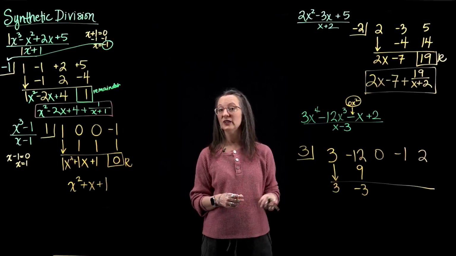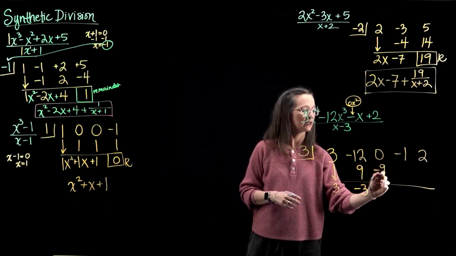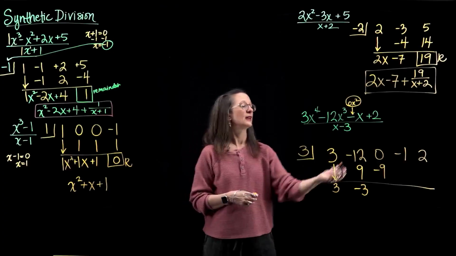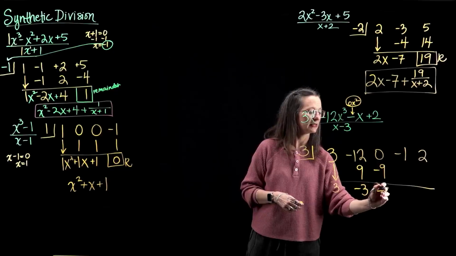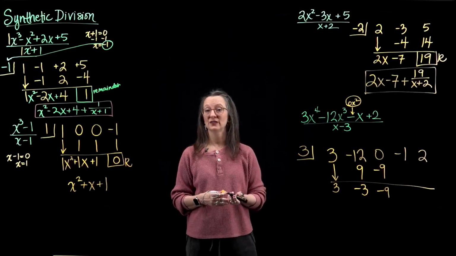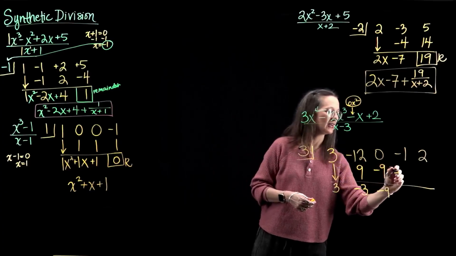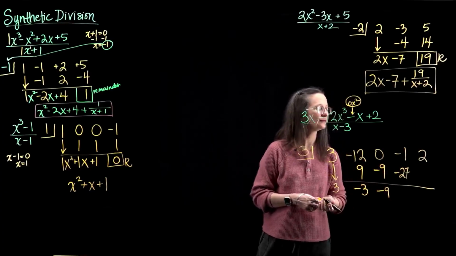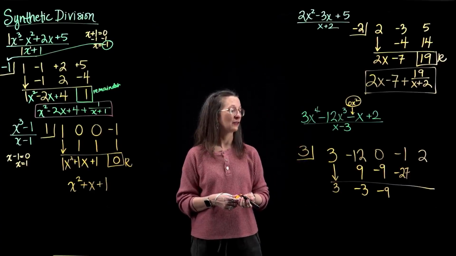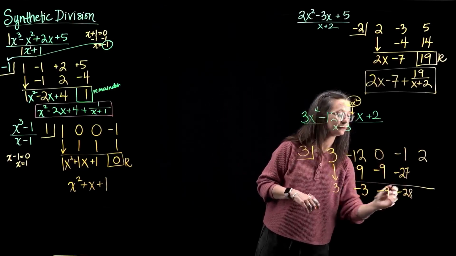So -3 gets written below the horizontal line. 3 times -3 is -9, so I'll write -9 under that 0. Add down the column. 0 minus 9 is -9, which gets written below the horizontal line. Then 3 times -9 is -27. I'll write the -27 below the -1. Add down the column to get -28.